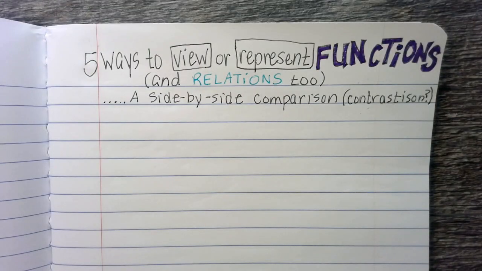Alright, so next we're going to look at 5 ways to view or represent functions, and really relations too. This is going to even be a side-by-side comparison, contrastation, if that's a word. Usually when you compare things, you're looking for what they have in common, and when you contrast them, you're looking for what makes them different.